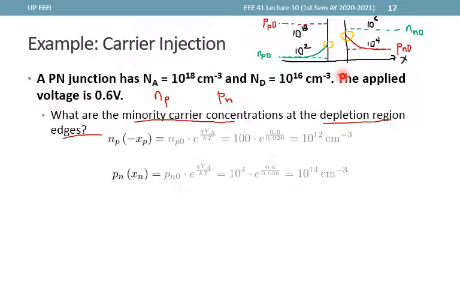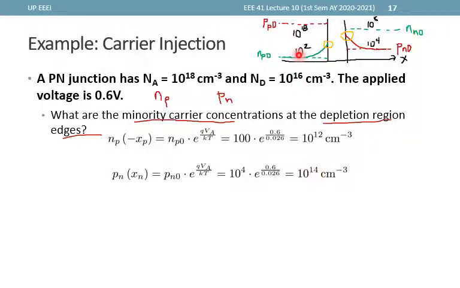From our law of the junction, we have shown that the minority carrier concentration is simply equal to its equilibrium value multiplied by e to the q VA over KT. So NP naught is equal to 100 times e raised to 0.6 over 0.026, and we end up with 10 to the 12. Now for the other one, Pn naught is 10 to the 4 times e raised to 0.6 over 0.026, and this gives us 10 to the 14.